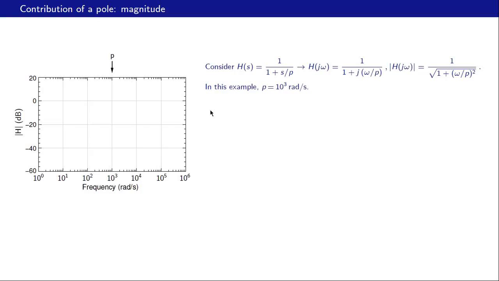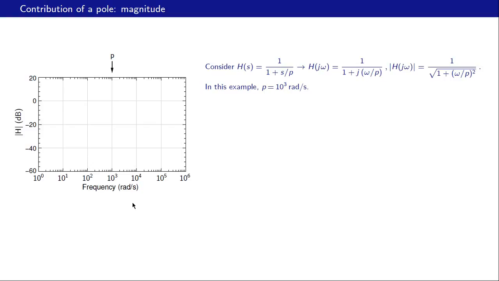Let us start with the pole. Here is a transfer function with a single pole, 1 over (1 + s/p), where p is a real and positive number, 10 raised to 3 radians per second. So this system has a pole at −10³ radians per second, going by the definition that we saw earlier. Alright, now let us rewrite H(s) as H(jω), that is 1 over (1 + jω/p), and the magnitude of H(jω) is 1 over the square root of 1 + (ω/p) whole squared.